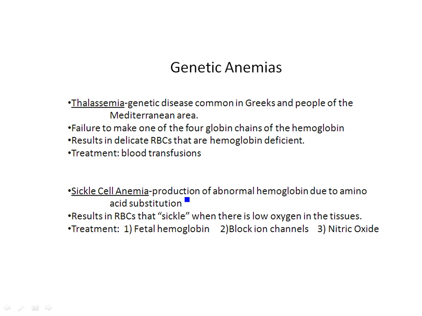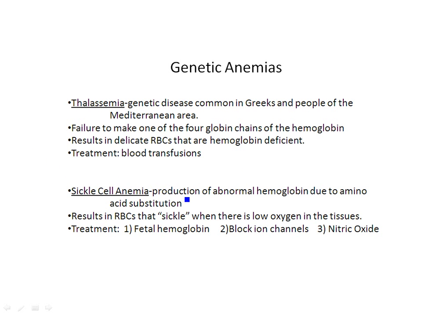Finally, you've got a couple genetic anemias that I want to talk about. The first one is called thalassemia. This is a genetic disease that's common in Greek people and people who live around the Mediterranean Sea. And then there's some in Southeast Asia, some of those countries like Turkey and places over there, they will have this. As I said, it's genetic.